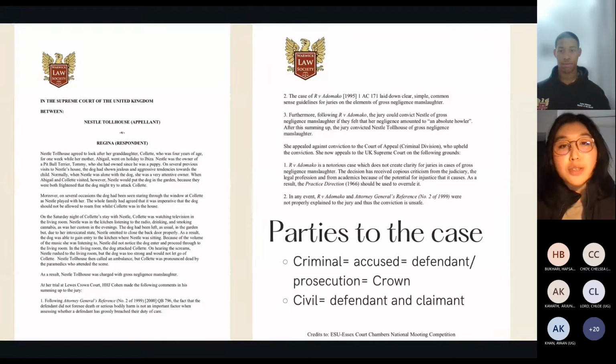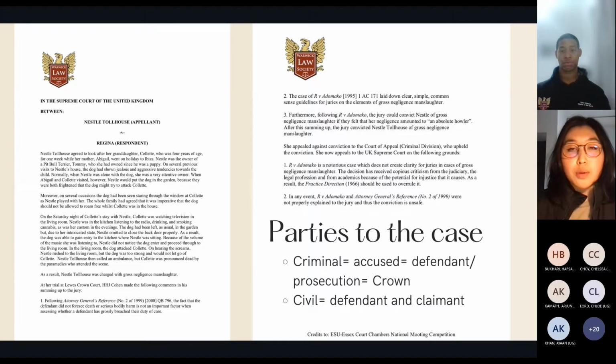Basically, the grandmother took responsibility over her granddaughter, taking care of her, but she was smoking and drinking whilst taking care of the child. So she forgot to close the door properly, and her dog came in and attacked the child, and the child died as a result. So that's just a little recap of what the demo moot problem was. We will be including this in our Moot Bible, which we will share with you later on.